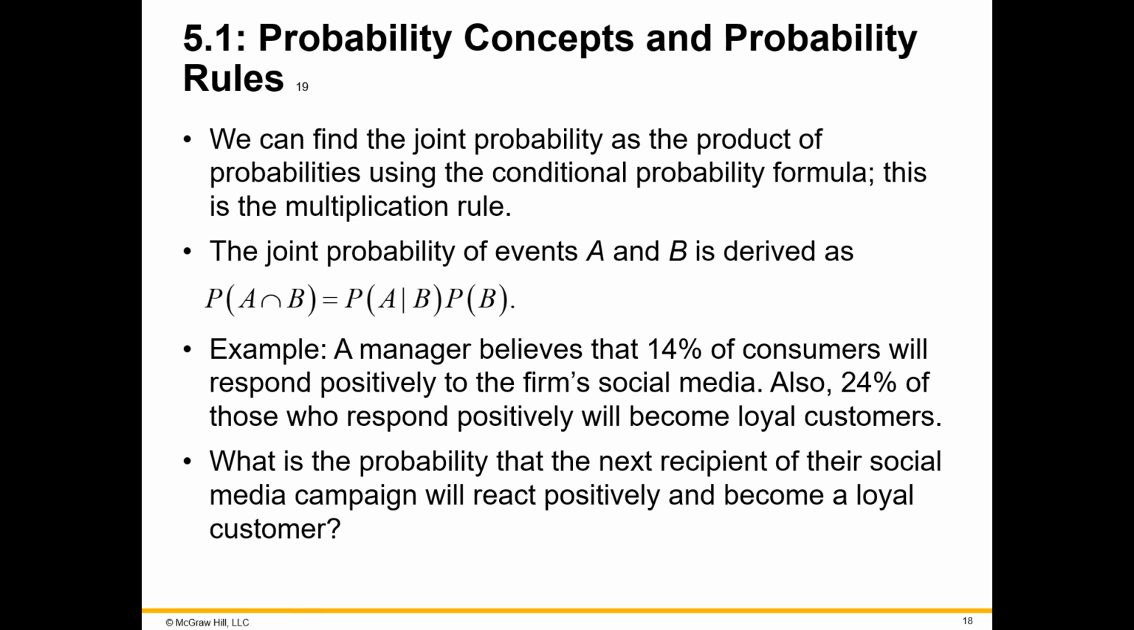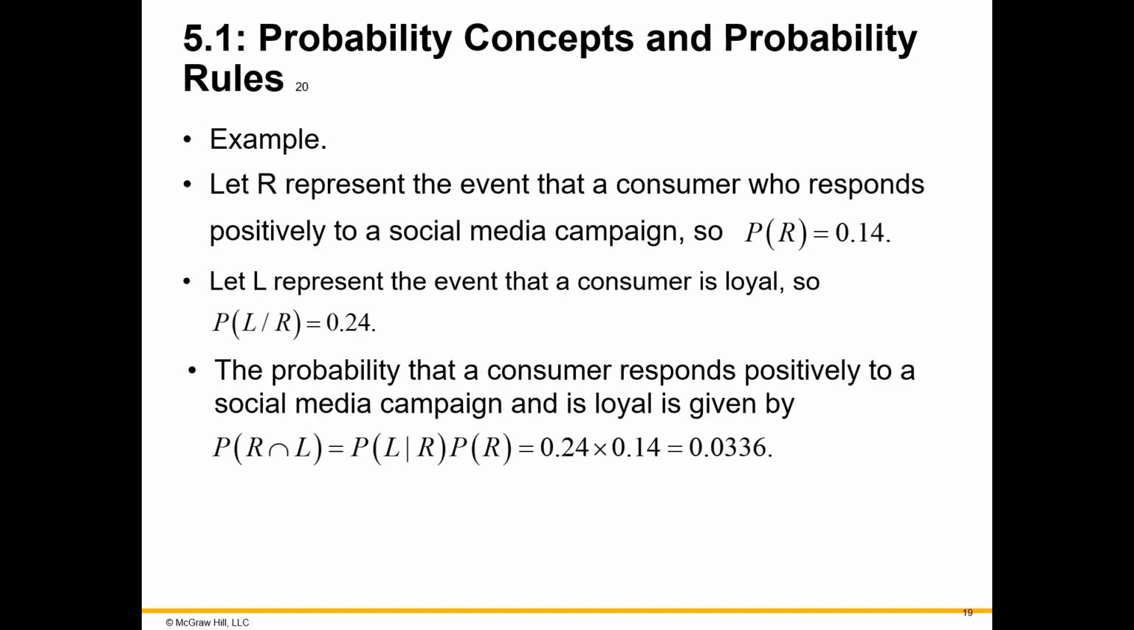Well, what probability is there that if we run this social media campaign, any one person will become a loyal customer? Well, all you've got to do is multiply the two probabilities together. The probability of a positive response is 14%. The probability that someone will have a positive response, that's given, and become a loyal customer over here is 24%. If you multiply those two together, you come up with 3.36% or 0.0336.